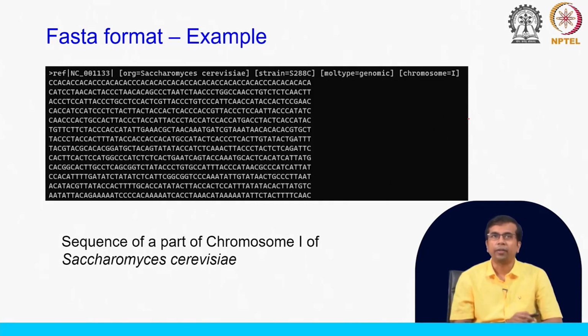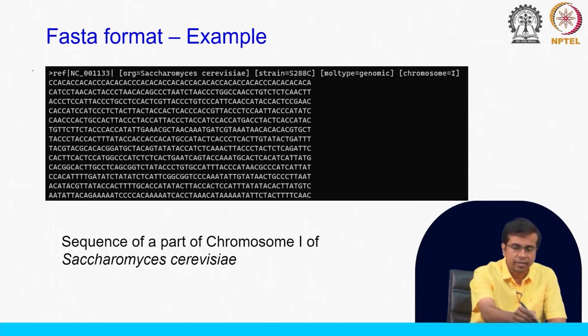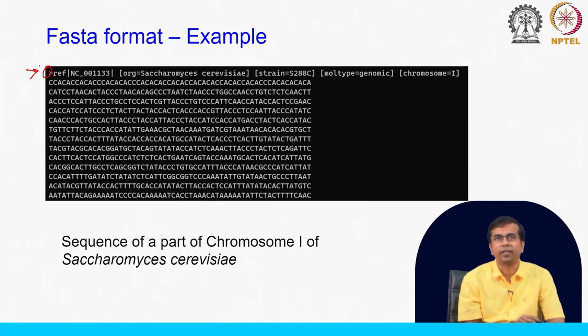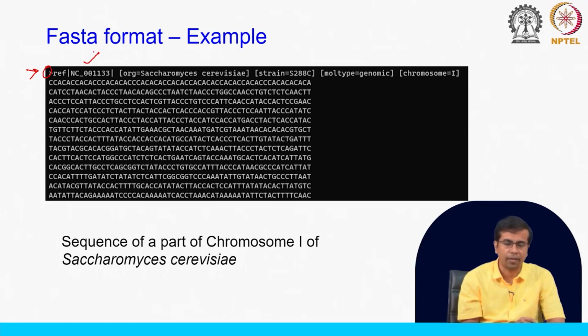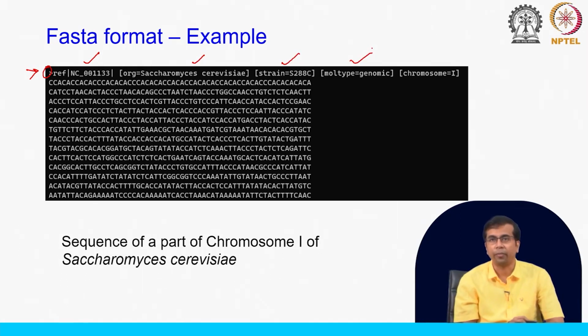Just to give you an example, this is the sequence of part of chromosome 1 of the species Saccharomyces cerevisiae. As you can see, this is the header line here. You have the greater than sign, and this is the sequence ID, this ref NC something. Then you have some optional information. You have the organism name Saccharomyces cerevisiae, this is the strain, molecule type, this is genomic DNA. We are looking at a genomic DNA sequence. Then you also have chromosome equals 1, so part of chromosome 1.